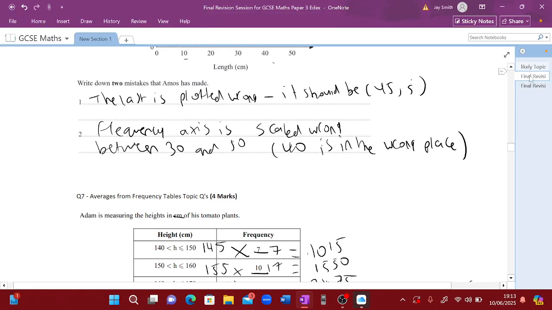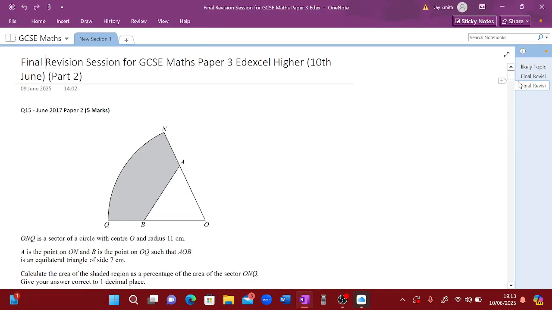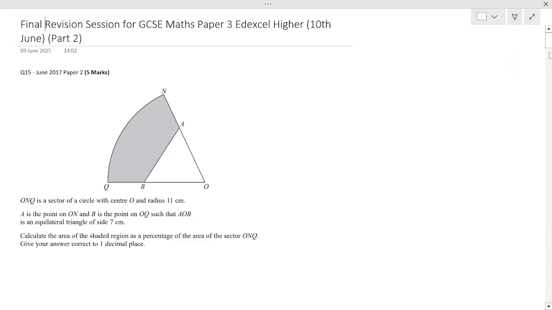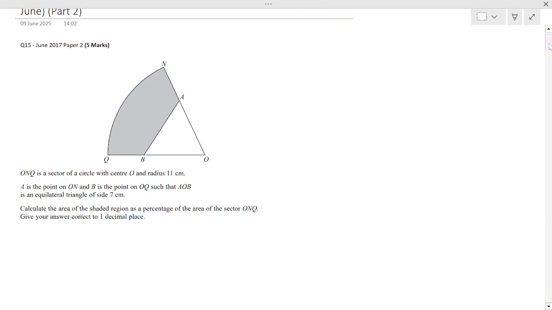Let's continue. Okay, this is where it can start snapping up again now. Okay, so question 15. We are given O and Q, which is this whole sector here.